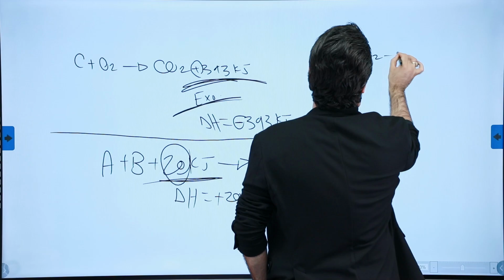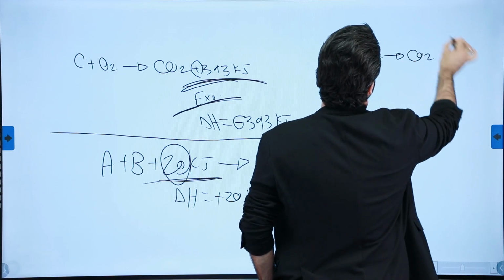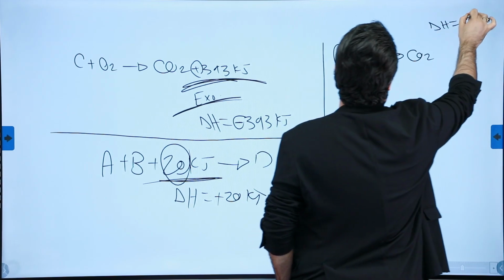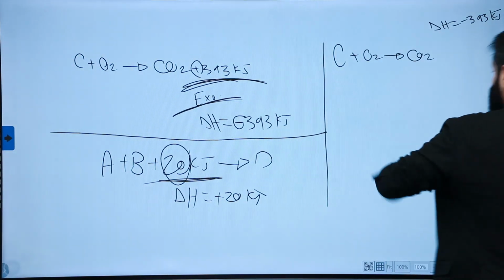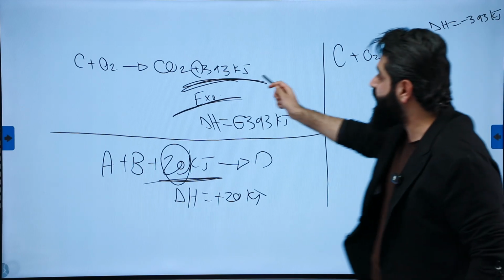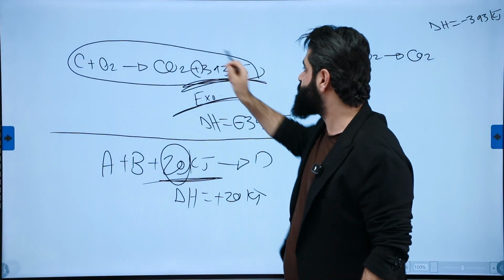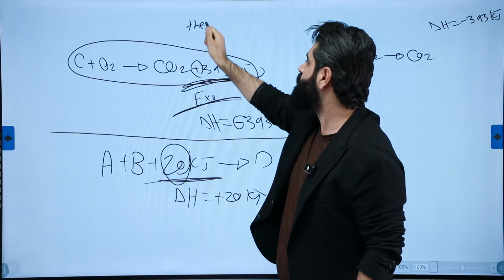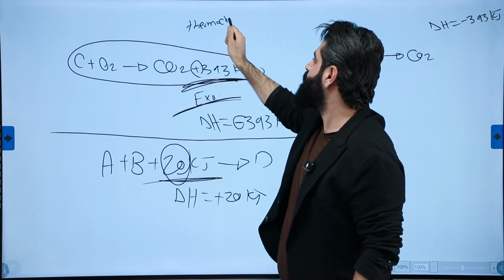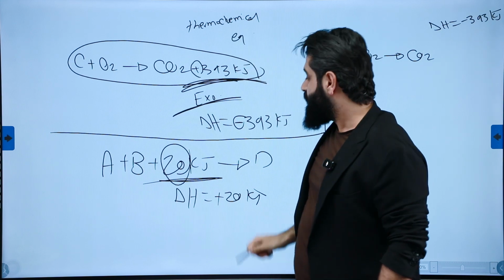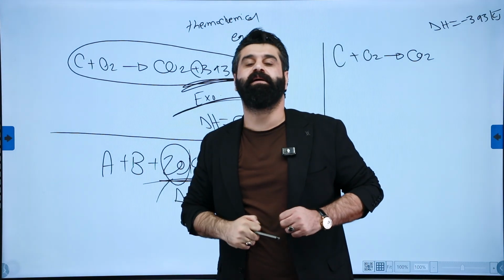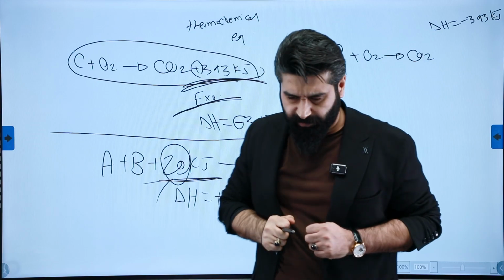Carbon plus O2 to form CO2. Delta H equals negative 393 kilojoules. This kind of equation is called a thermochemical equation. What is meant by the thermochemical equation?